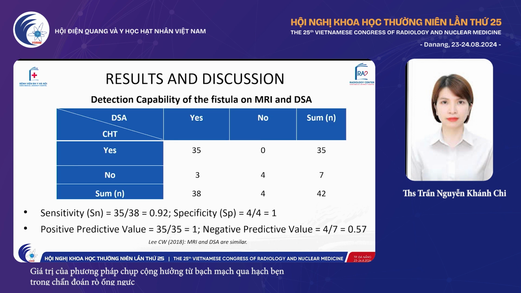Regarding the detection capability of leakage on MRI and DSA, MRI detected 35 cases and DSA detected 38 cases. The sensitivity of MRI is 92% and specificity is 100%. The study of Lee and colleagues in 2018 also reports that MRI and DSA have similar detection capability in finding the location of leakage.